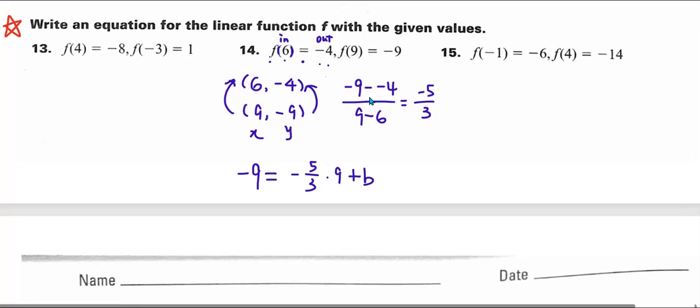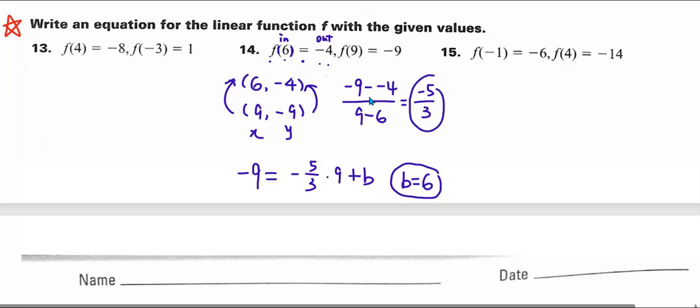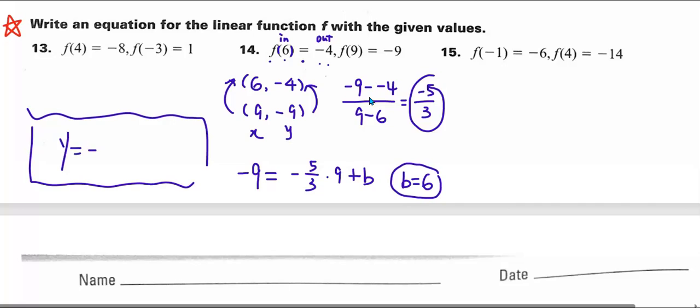Okay, do you have a b is 6? Once you have a b is 6, you also have a slope. You can start to write down, I'm going to use the space here. Write down y equals -5/3 x plus 6. If you want to change it into a mixed number, you can, but it's not required.